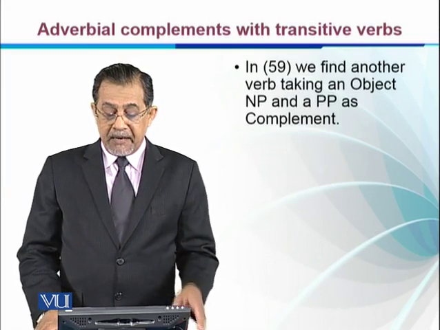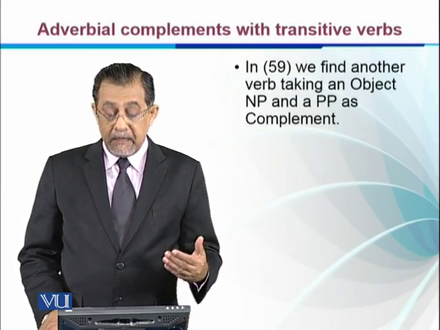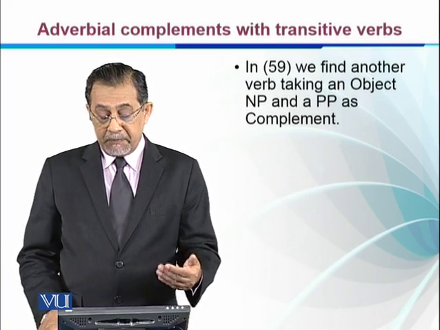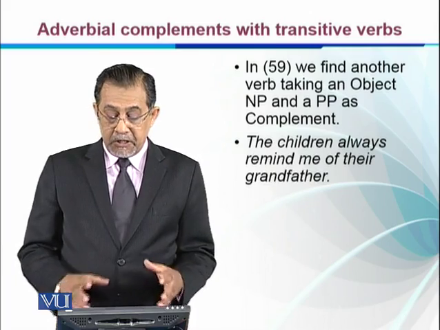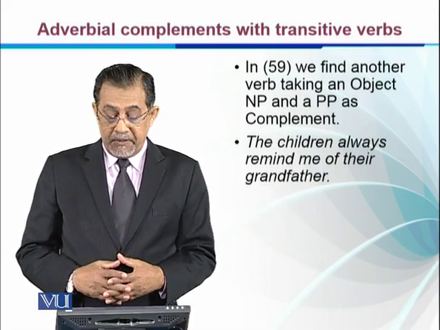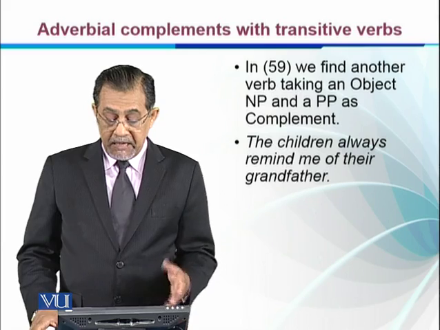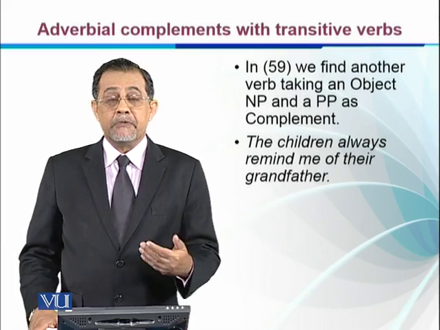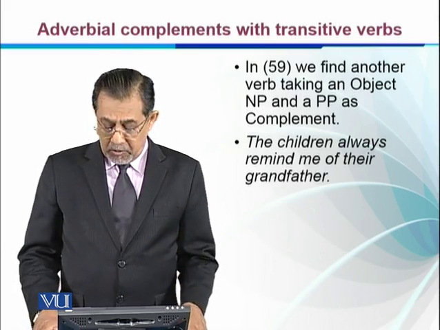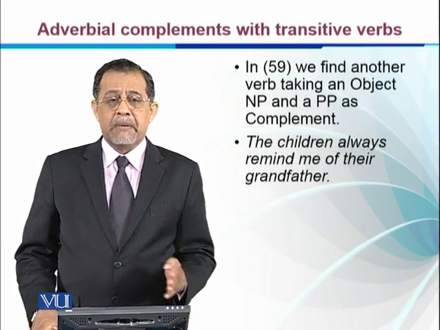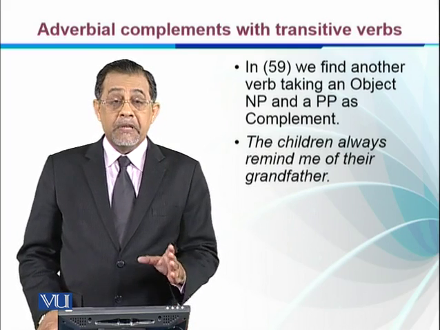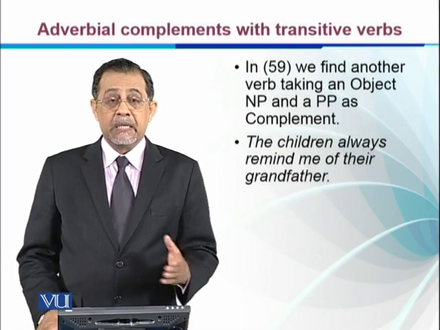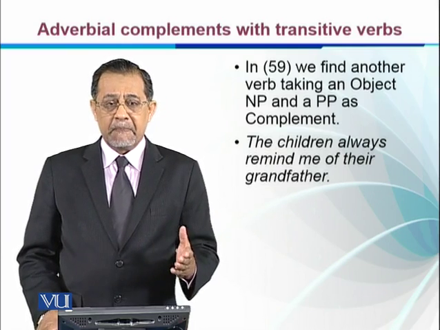In 59, we find another verb taking an object, and that was reminded, a noun phrase and a prepositional phrase as a complement. The children always remind me of their grandfather. So we have remind, after that we have a noun phrase me, and we have a prepositional phrase which is adverbial complement. We cannot say the children always remind me, right? Though we know that me is a direct object because it can be replaced with the subject to make it a passive verb.